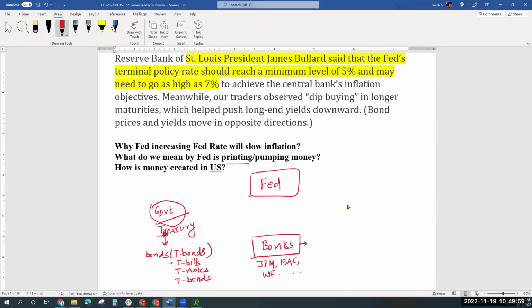Bills are short durations, less than 2 years. Notes are between 2 to 10 years. And if the duration is more than 10 years, it's called bonds. But for convenience's sake, let's call them Treasury-issued bonds, which is nothing but a promise by the US government to pay a certain rate of interest to the holder of these bonds over a period of time, right?